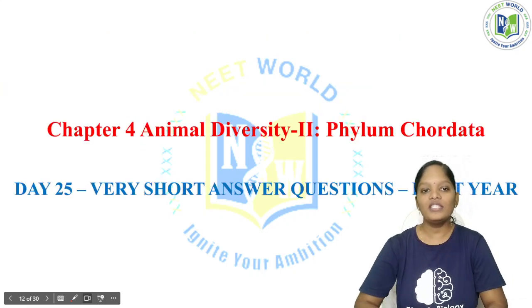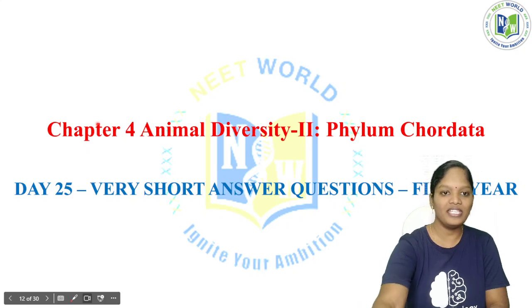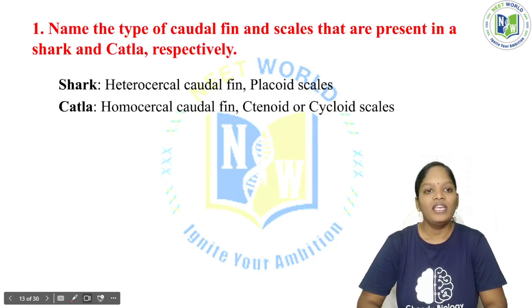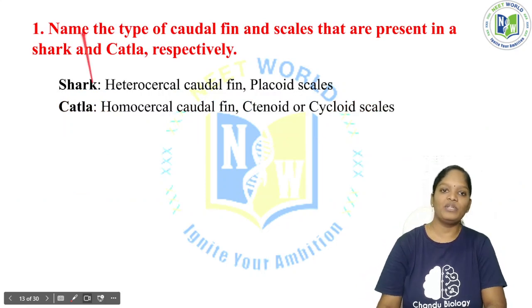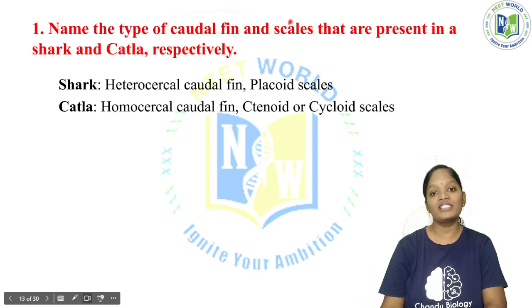Now, so that's all about the short answer questions in animal diversity 1 in the phylum non-chordata. Now comes animal diversity 2 in the phylum chordates. Again, this belongs to the first year, and the first question will be, name the type of caudal fin and scales that are present in a shark and a catla respectively. See here, type of caudal fin. Okay, so the caudal fin as well as the scales which are present in the shark and the catla.